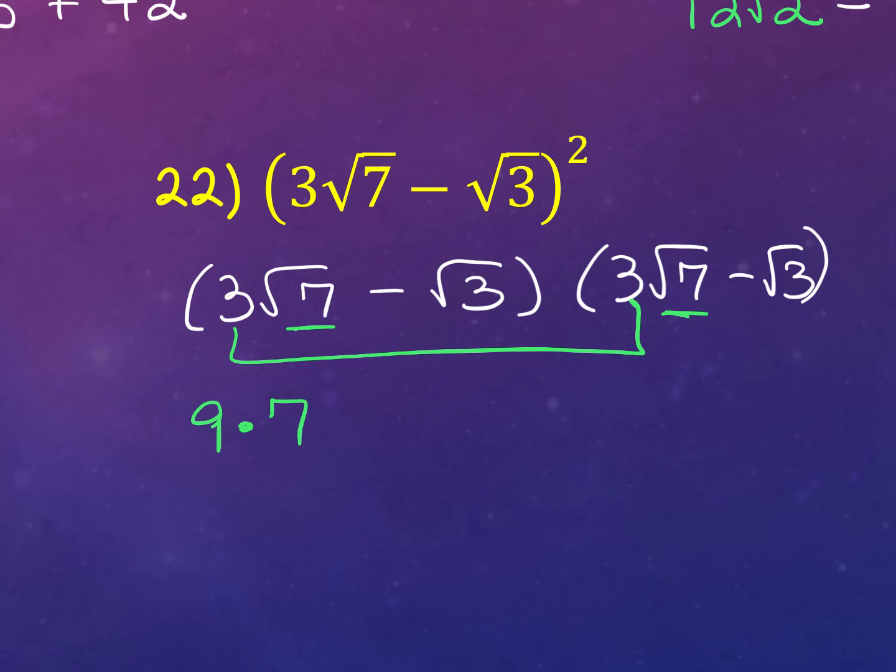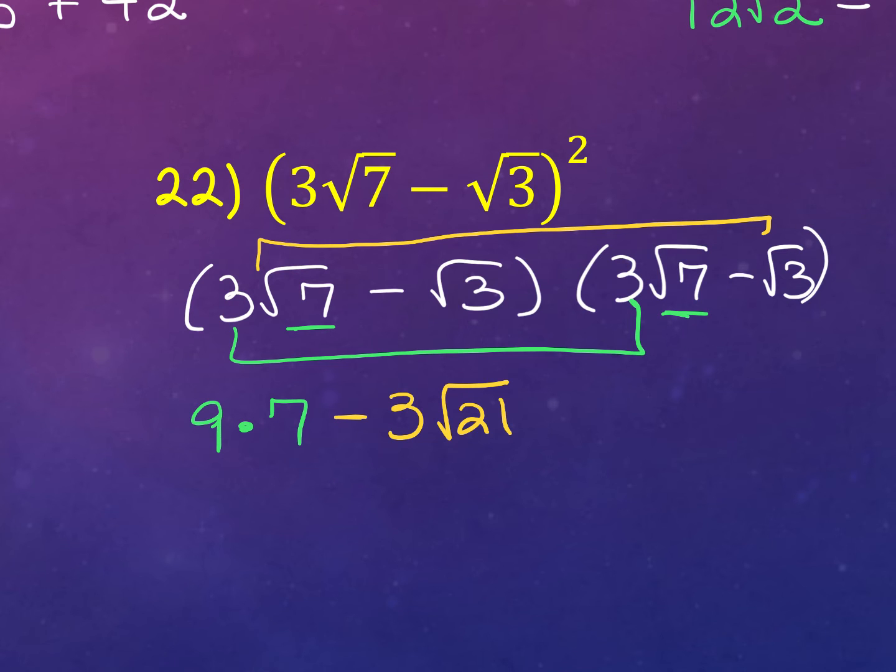And then the next term will be the outside. So again, I've got 3 square root of 7 times negative square root 3. I'm going to multiply the 2 inside numbers, or the numbers under the radical. So 7 times 3 is 21. The 3 was outside the radical, so I just leave them there. Now I'm going to do the 2 inside numbers. Negative square root 3 times positive 3 square root 7. This is going to give me 3 square root 21.